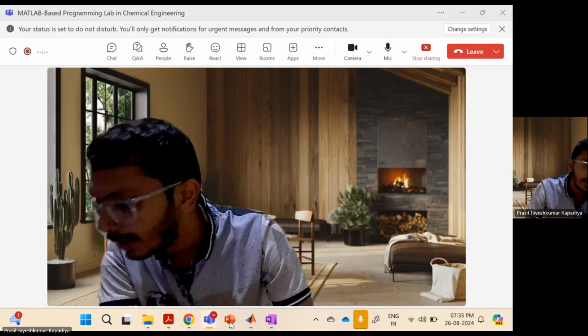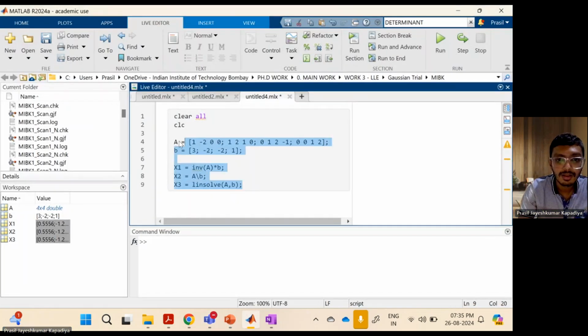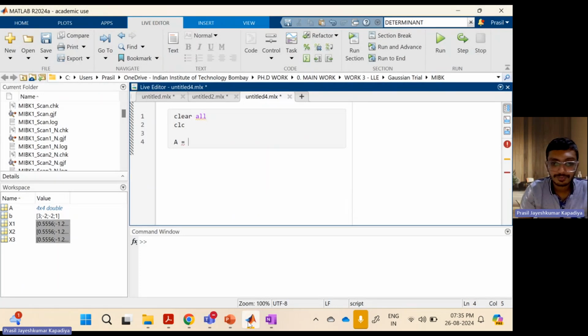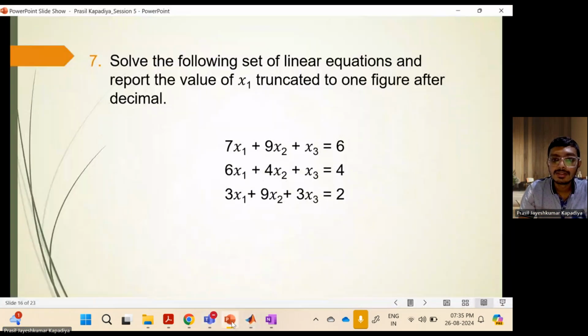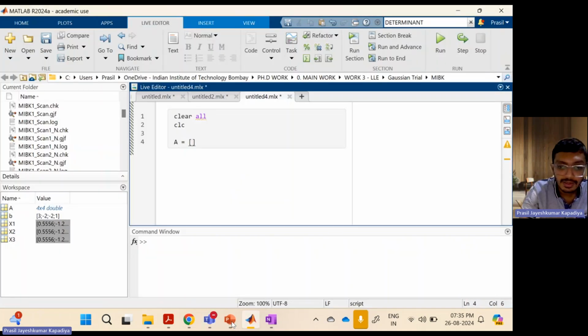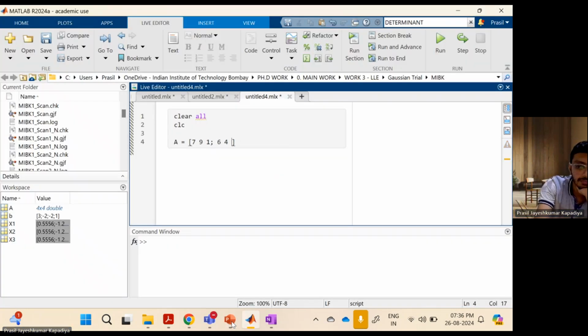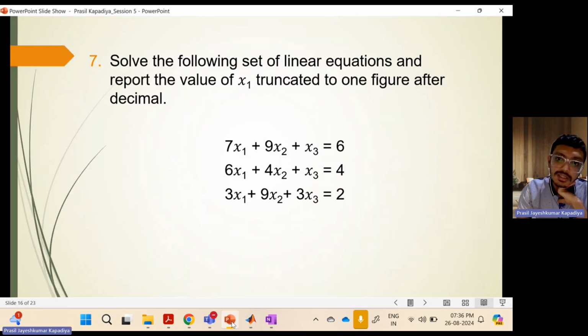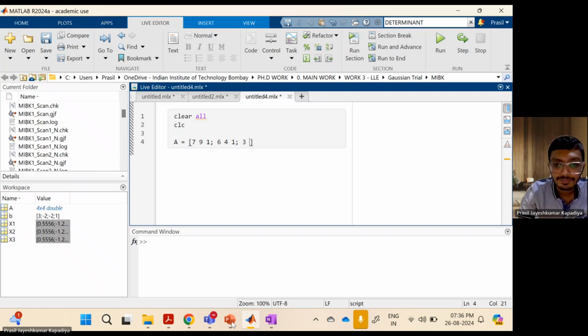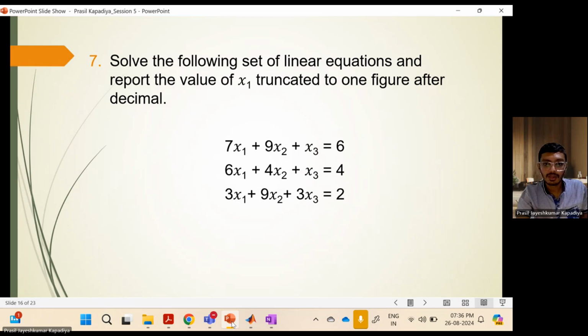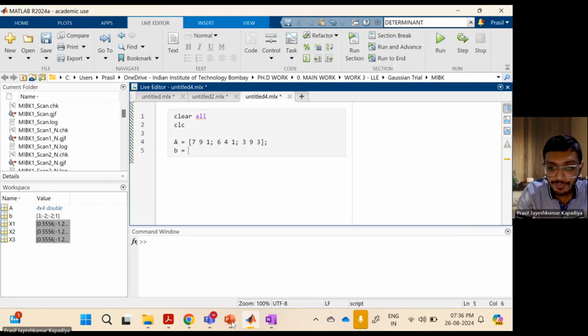So my equations are: A is equal to 7, 9, 1; 6, 4, 1; and in my third equation, 3, 9, 3. My B matrix is 6; 4; 2.